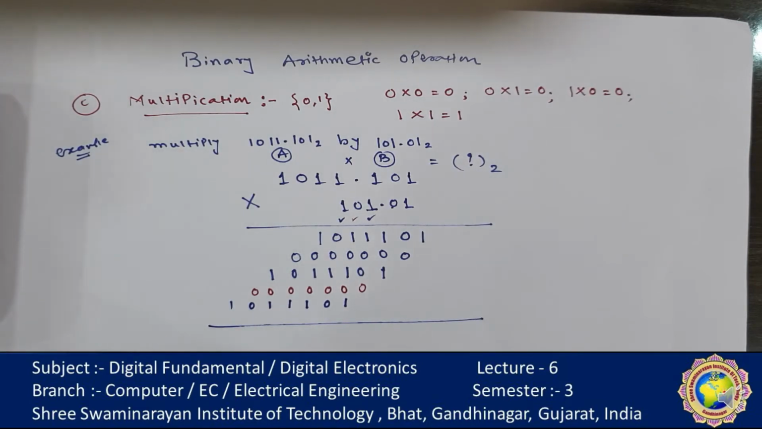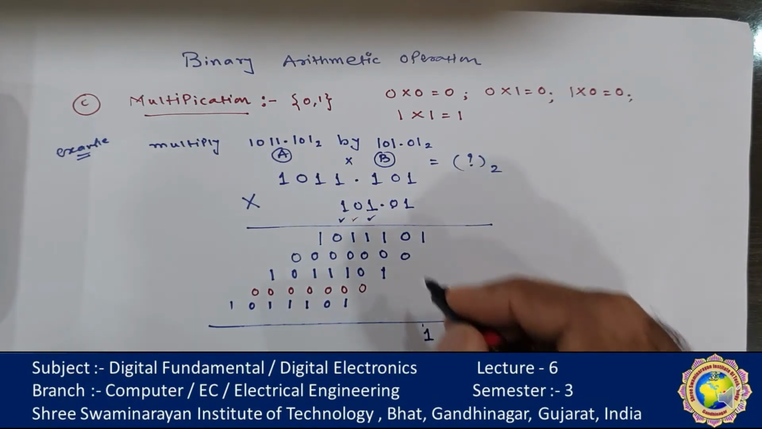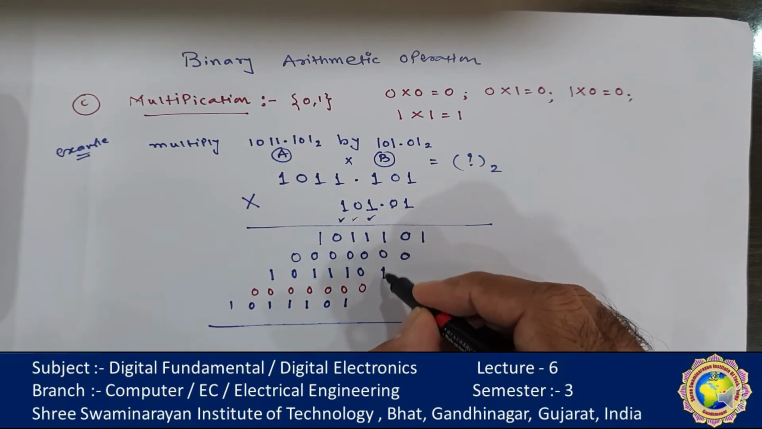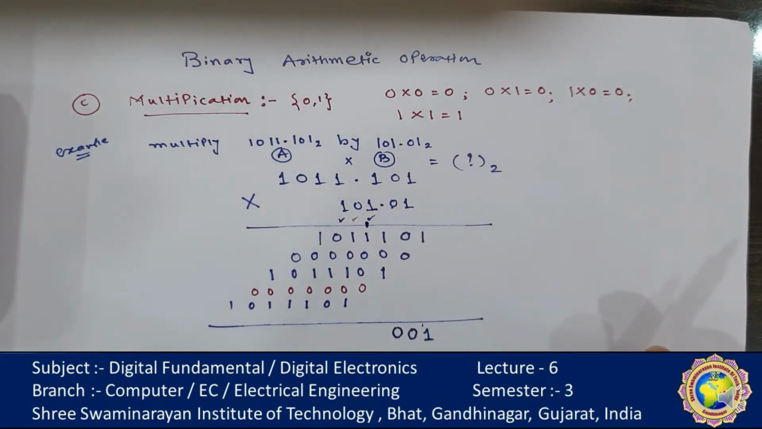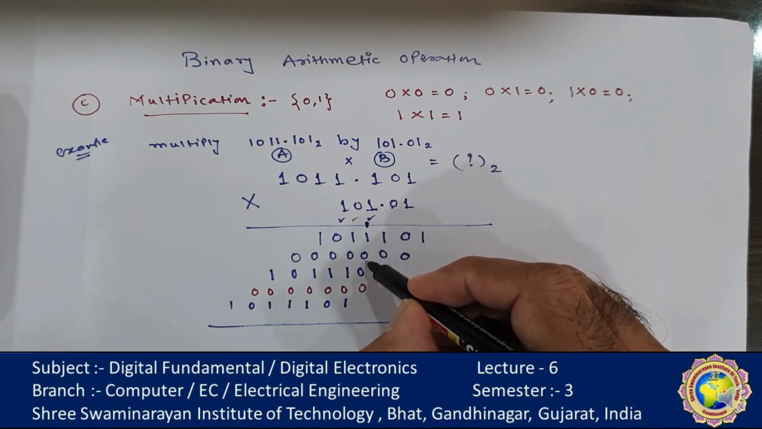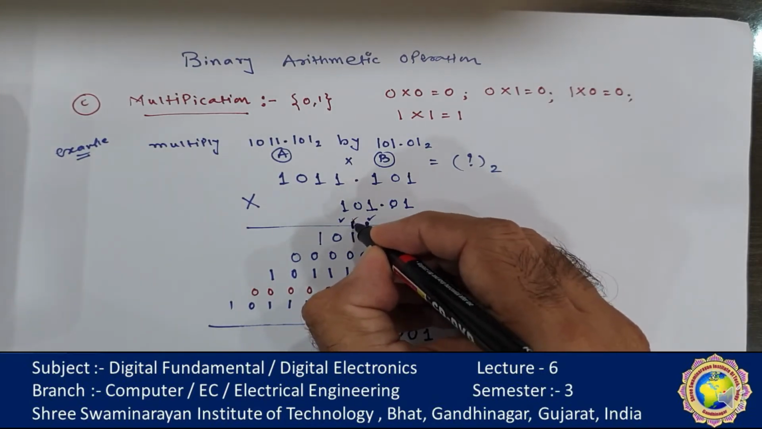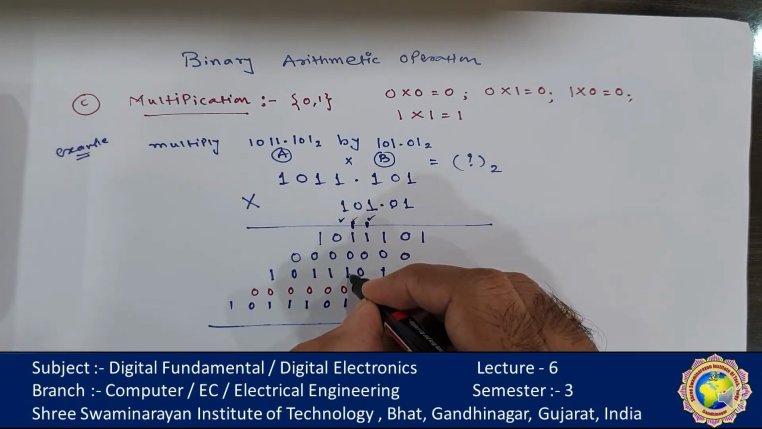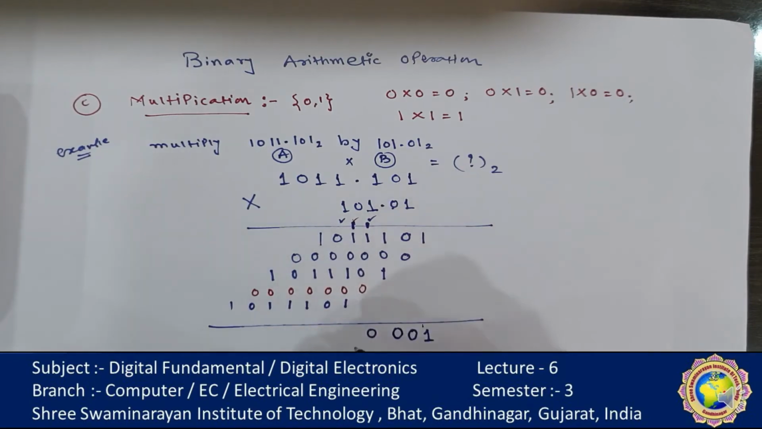Now we have to start with the addition here. 1, so the answer is 1. 0 plus 0, 0. 1 plus 0, 1. 1 plus 1, 0 with 1 carry. In addition, there is a carry. 1 plus 1, 10. So 0 is the answer and 1 is the carry. 1 plus 1, 10. 10 plus 1, 11. Then 1 plus 1 is 0, 1, 0.